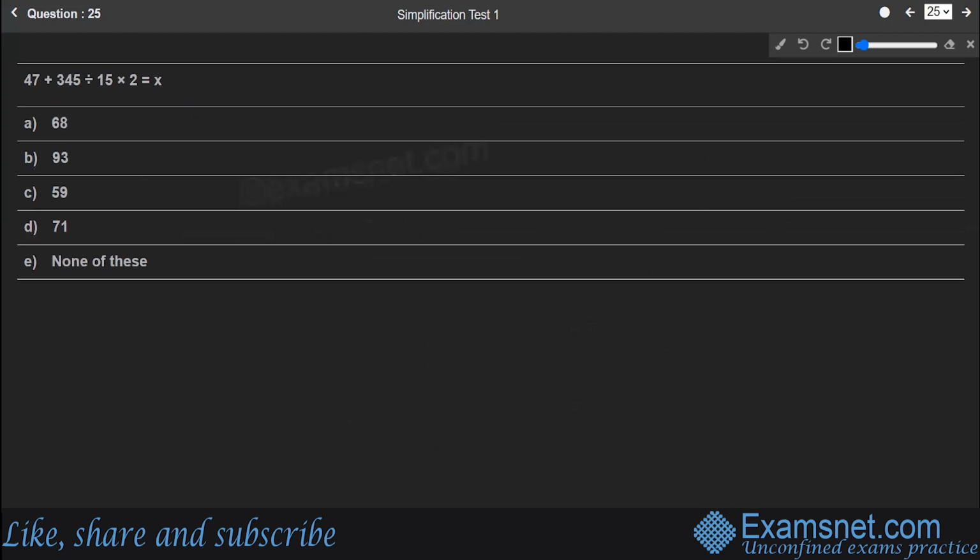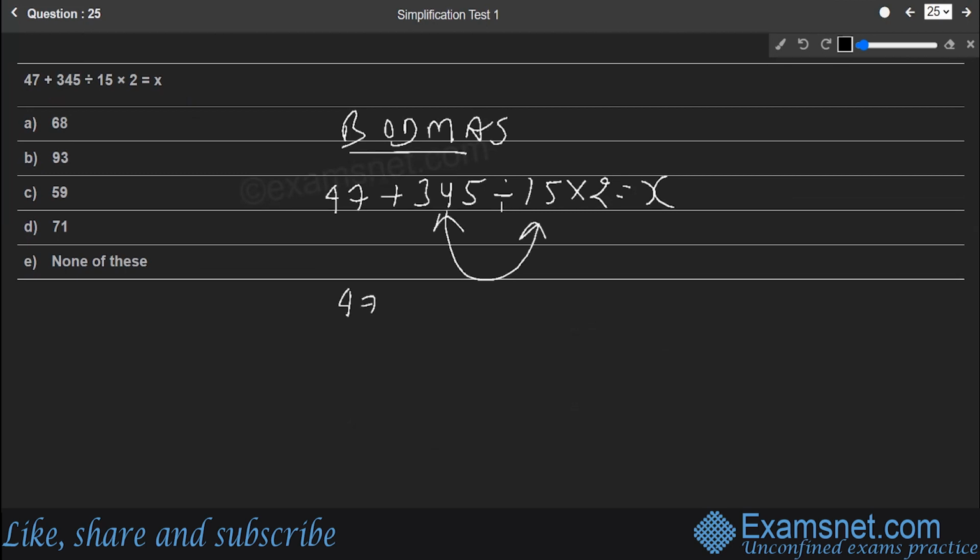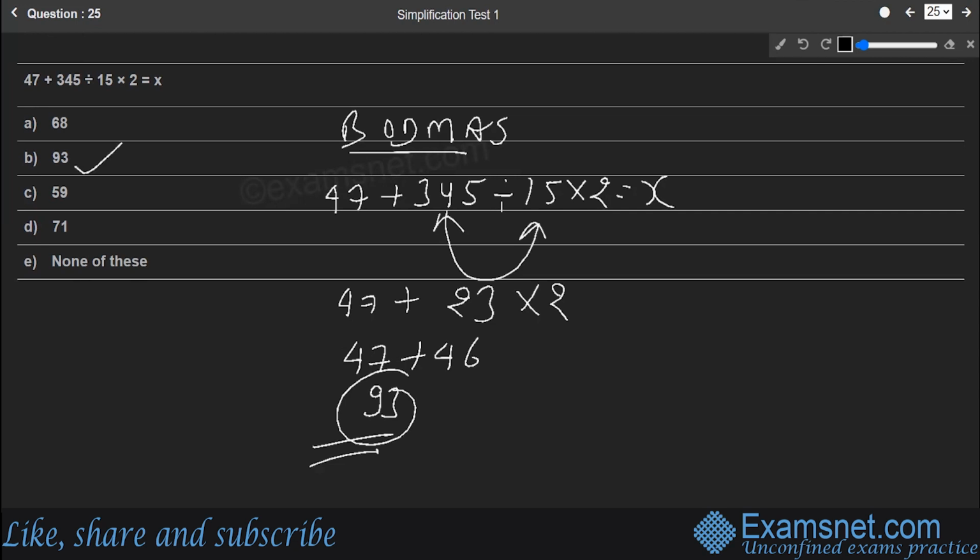Okay, now there's the expression 47 plus 345 divided by 15 into 2. We will again remember the rule of BODMAS. So 47 plus 345 divided by 15 into 2 is equal to x. That is what we have to solve. So we're going to do the divide first. 345 divided by 15 is nothing but 23 into 2. Okay, now let us try to do the multiply. If we do the multiply, 47 plus 46, then we have to do add, which brings it down to 93. So that is the answer for the variable called x. Value is 93, available in option number B.